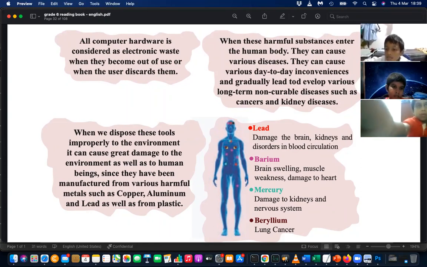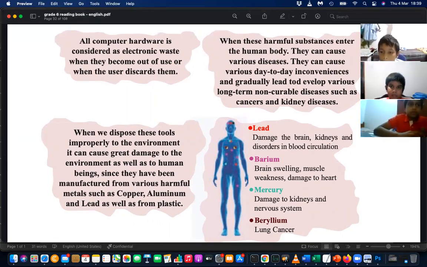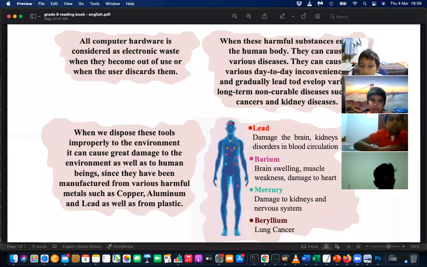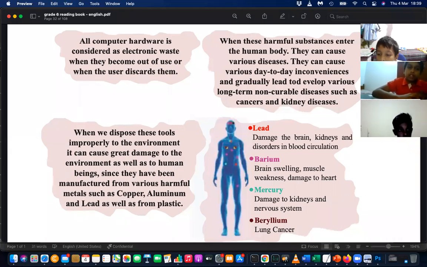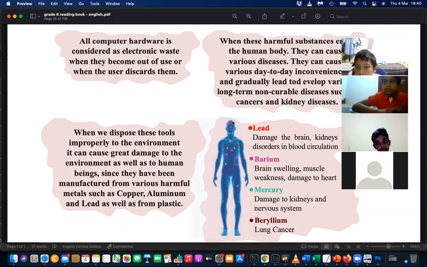How do you remove this electronic wastage? What do you think? Yes? Without throwing things, use them, like recycling. Yeah, can we recycle all? That's a problem. So can you recycle a computer, Hirosha?